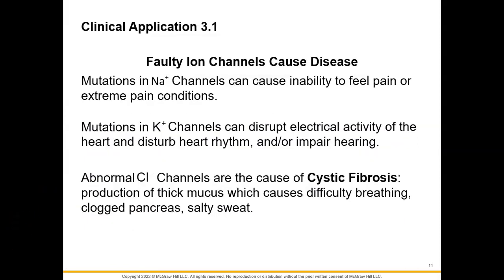Mutations in sodium channels can cause inability to feel pain or extreme pain conditions. Mutations in potassium channels can disrupt electrical activity of the heart and disturb heart rhythm and/or impair hearing. Abnormal chloride channels are the cause of cystic fibrosis, which has many signs and symptoms, including production of thick mucus, which causes difficulty breathing, a clogged pancreas, and salty sweat. These diseases illustrate the importance of these transport proteins embedded in our cell membrane.